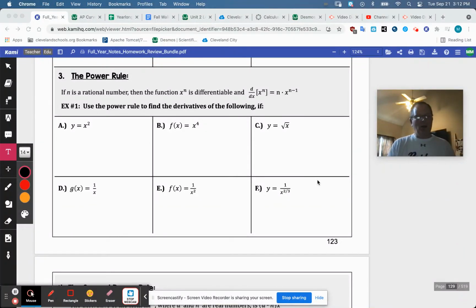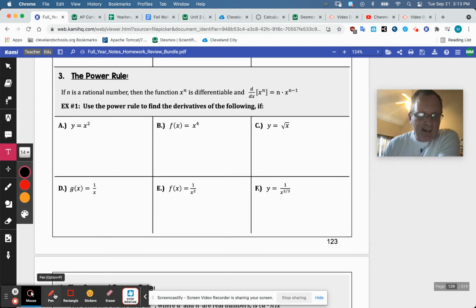The power rule. All right, here we go. This is a big one. If n is a rational number, then x to the n is differentiable. If you take the derivative of x to the n, you drop the n in front and then subtract one from your exponent. So right away, we've got just a basic x squared.